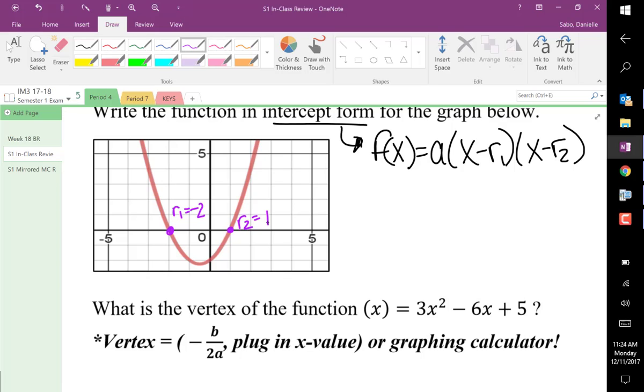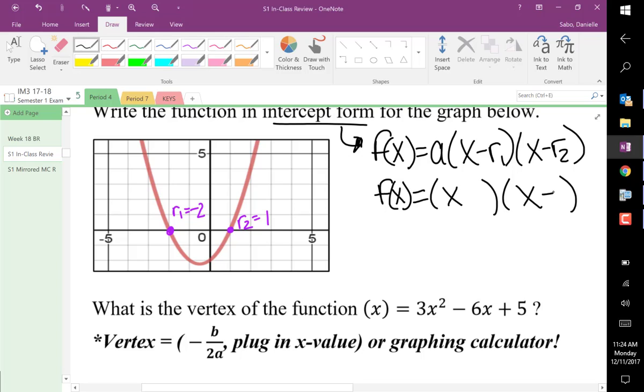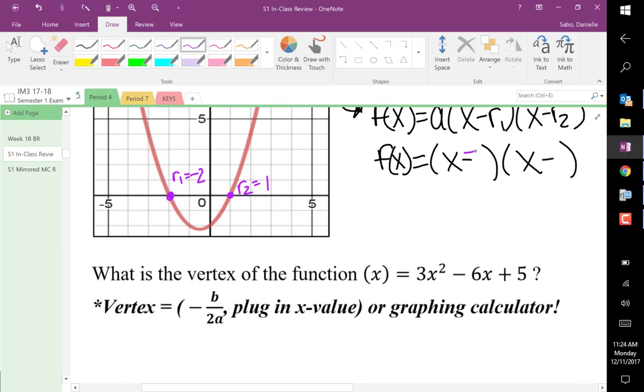If you know intercept form, or you should have at least the formula in your interactive notebook, you're able to put that into the formula. A, we don't know. We just know it's positive, so I'm just going to leave it alone. And look, here I go. I'm going to put in the negative 2 for R1. Hold on. I'm going to put in the negative 2, and I'm going to put in the positive 1.